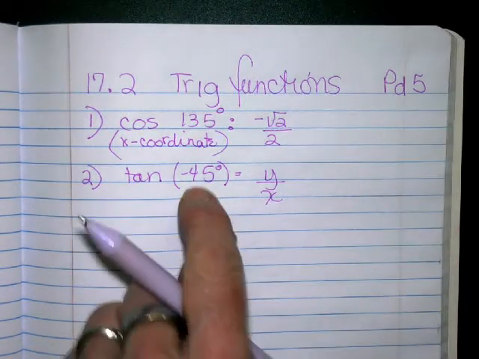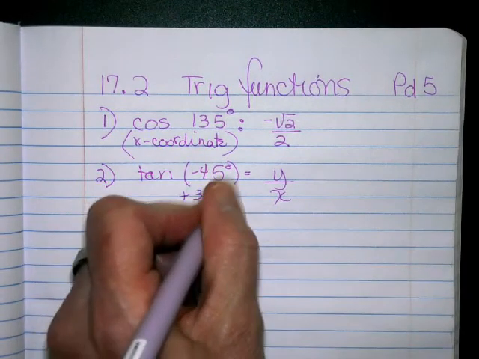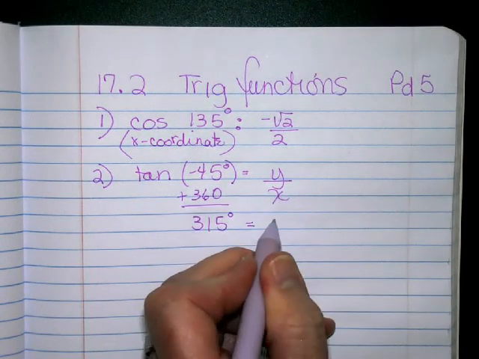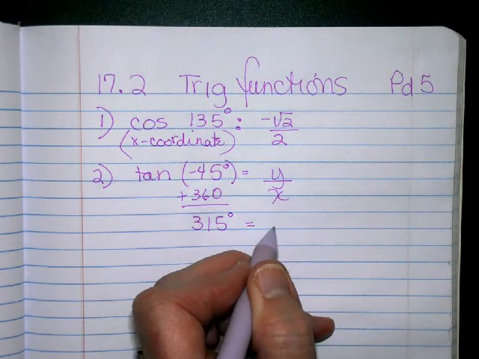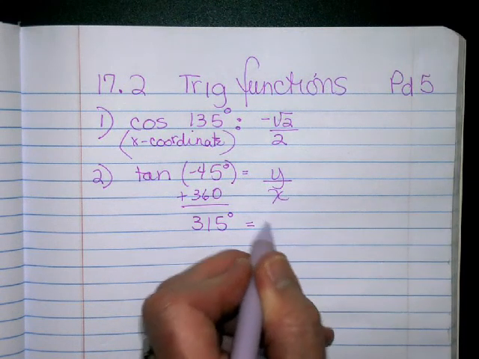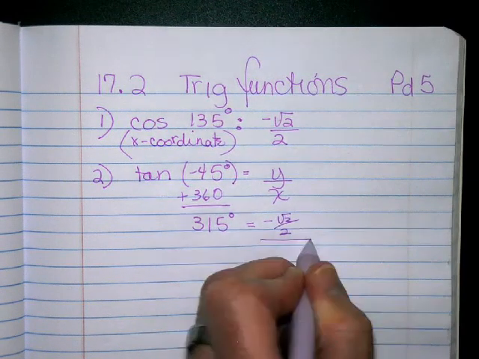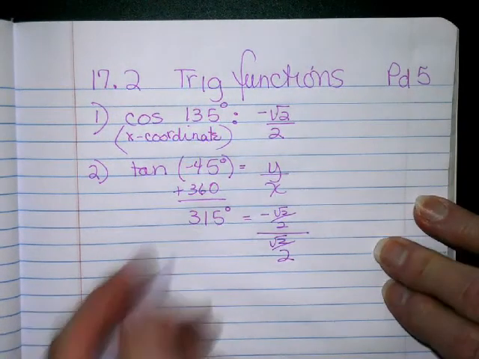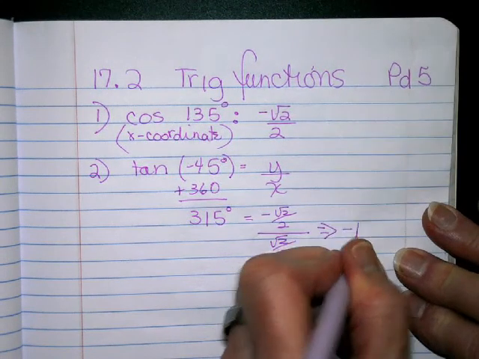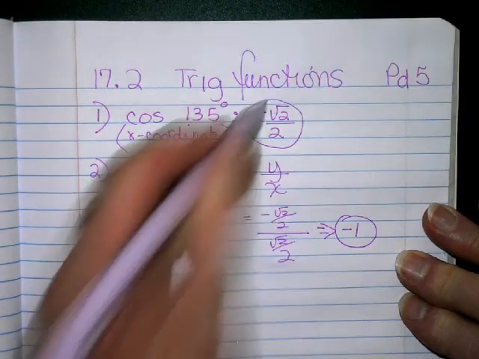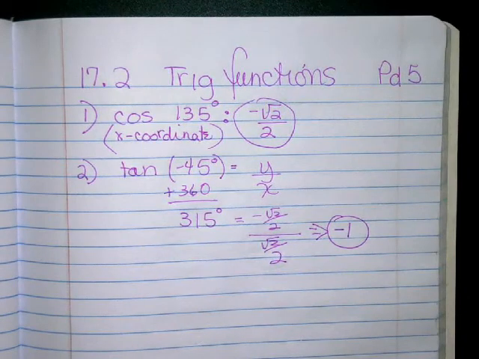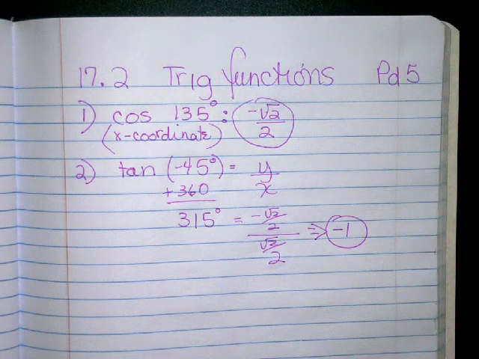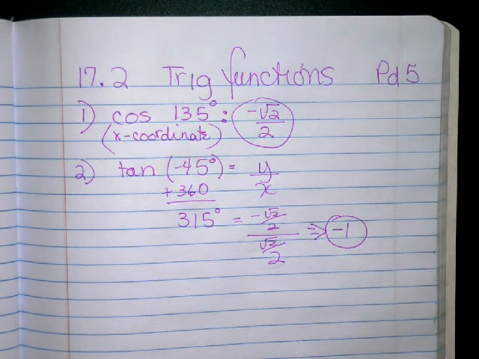Okay, so here we go. Tangent is the y value over the x value. If I add 360 degrees, I get a positive 315 degrees. So I'm going to put my y-coordinate from 315 degrees. That is negative square root of 2 over 2 over square root of 2 over 2. That's why the calculator, if you put it in, you're going to get a negative 1 for an answer. Okay? And we'll march on tomorrow.